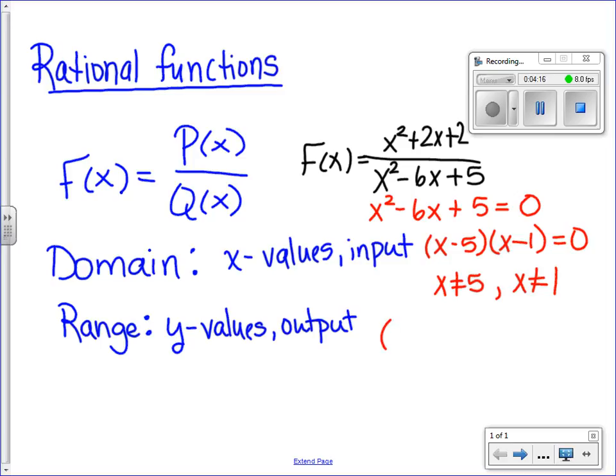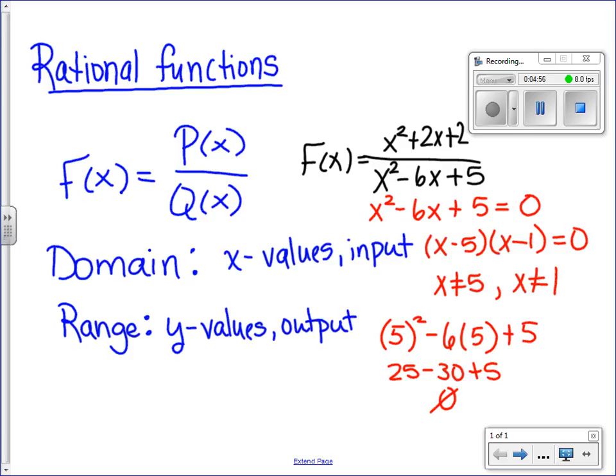Right, see. 5 squared minus 6 times 5 plus 5. What's 5 squared? What's 25 minus 30? And what's negative 5 plus 5? Right. The same thing will happen if we put 1 in. Okay? You get 0. So 5 and 1 cannot go into this problem. When I'm looking at the domain of this problem, I can put any number I want in, except 5 and 1. They're undefined. Okay?